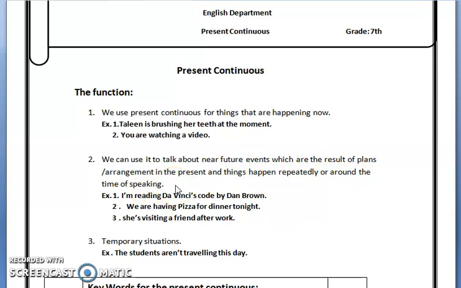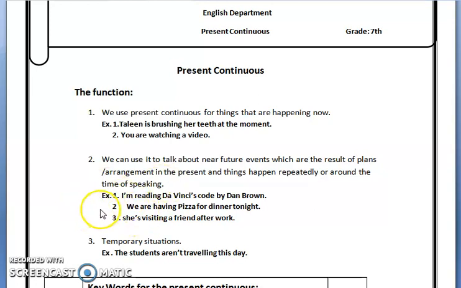So it's not just at the moment. Maybe we are talking about something happening these days, this month. So I am doing this thing repeatedly, and I am still doing it. So I do it today, I do it tomorrow, I do it the day after tomorrow. But when I'm talking about this thing, it's not just something I'm doing at the moment. I'm doing this thing and I'm still doing it as a continuous action, but at different times in the present.